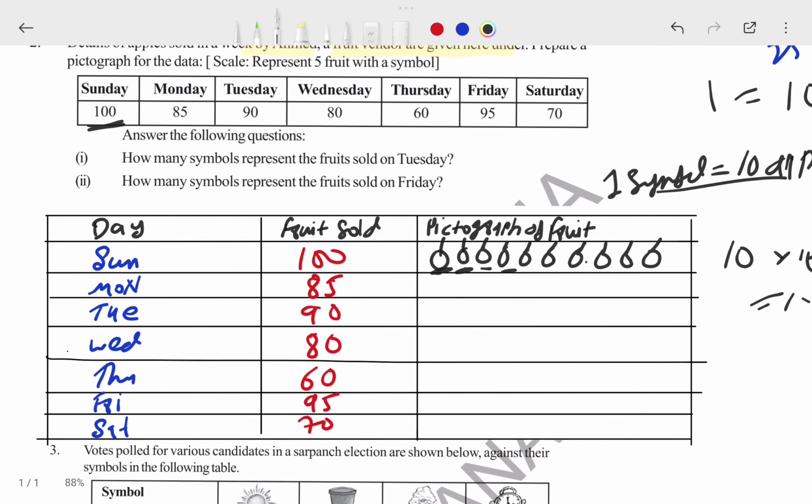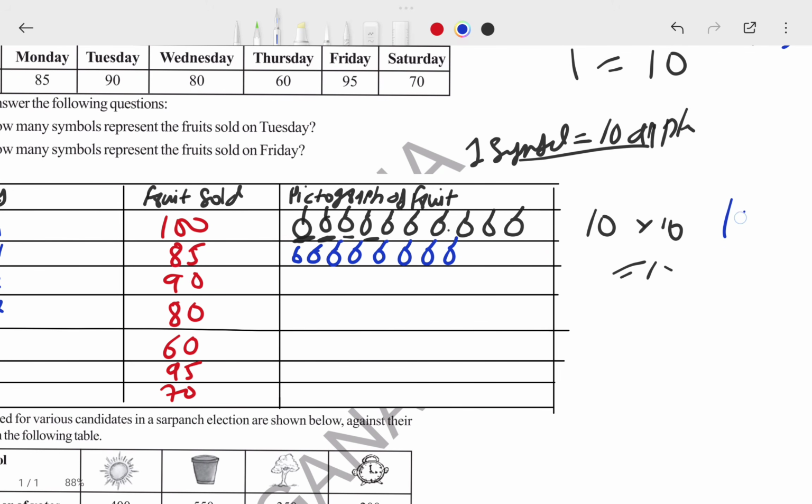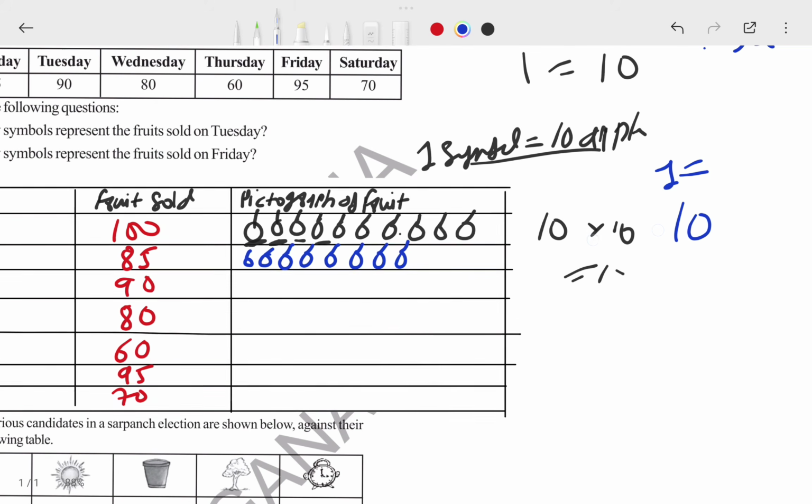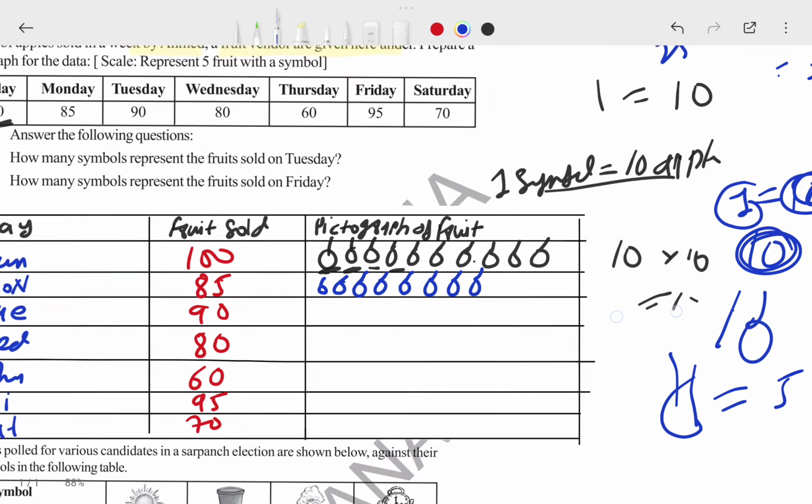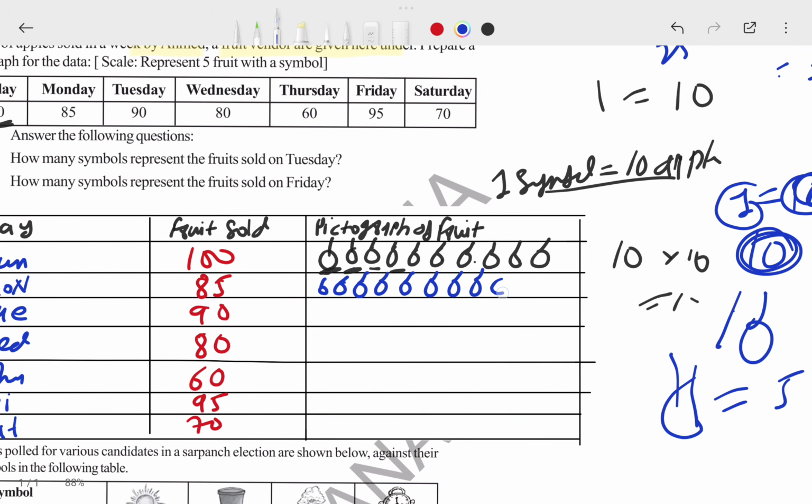Now this is 85. So how many pictures can we create? Only 8 pictures. 1, 2, 3, 4, 5, 6, 7, 8. But half, this is 10. One picture is equal to 10 apples. So why am I not taking one picture as a half picture? This is a full picture, and I will take this as a half picture. So this half picture is equal to 5 apples, yes. I will take this one half picture, half picture is equal to 5.